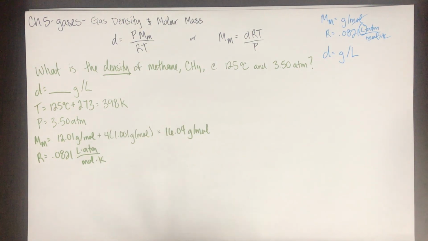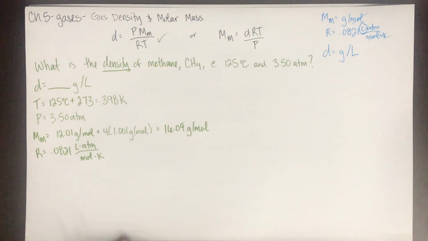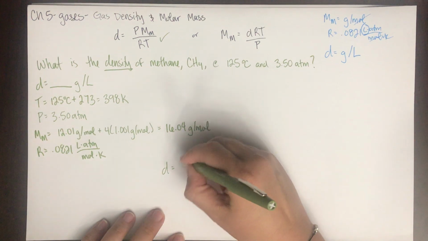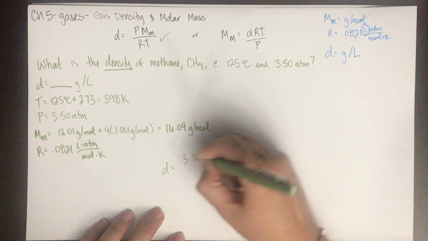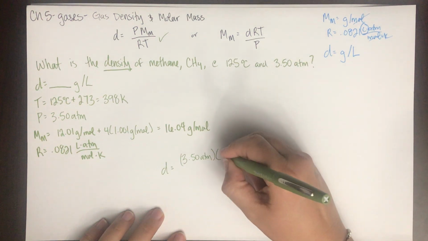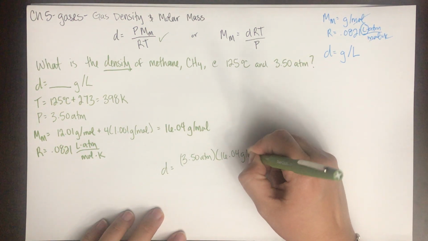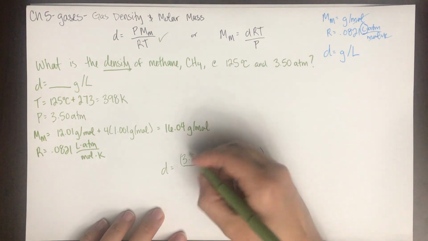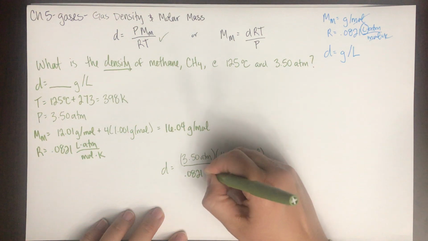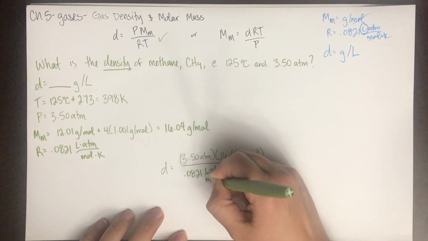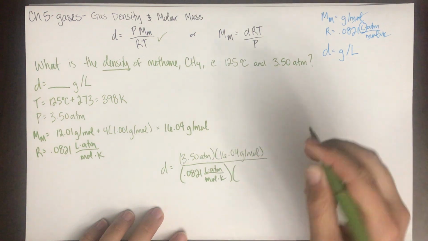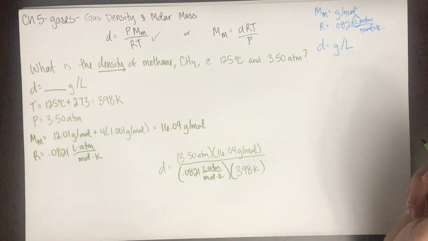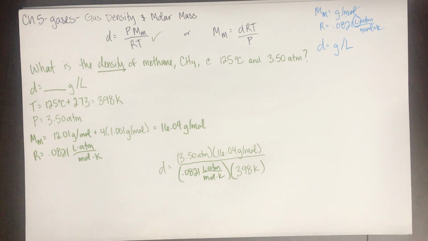So this question is asking for density, so I'm going to use this version of the formula. I'm going to say density equals pressure, so 3.50 atmospheres, times the molar mass, 16.04 grams per mole, over R, 0.0821 liter atmospheres per mole Kelvin, times T, 398 Kelvin. So now let's just see what's happening here with the units.